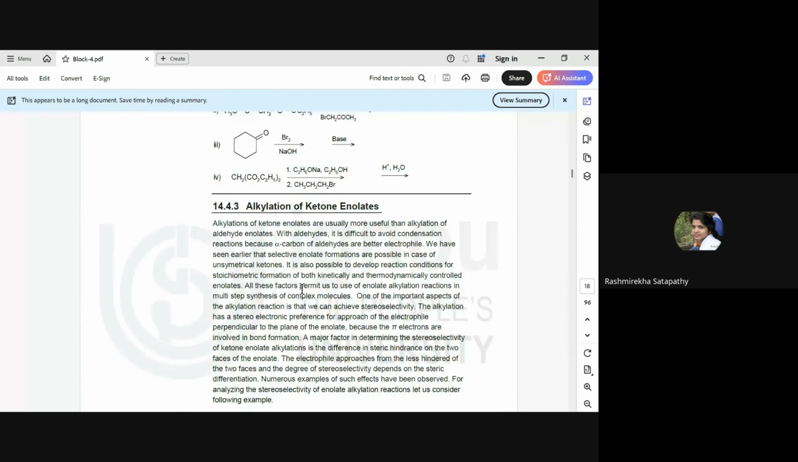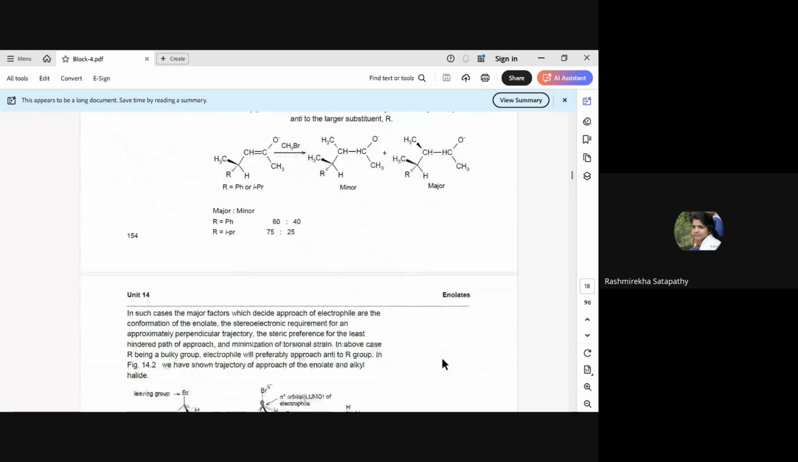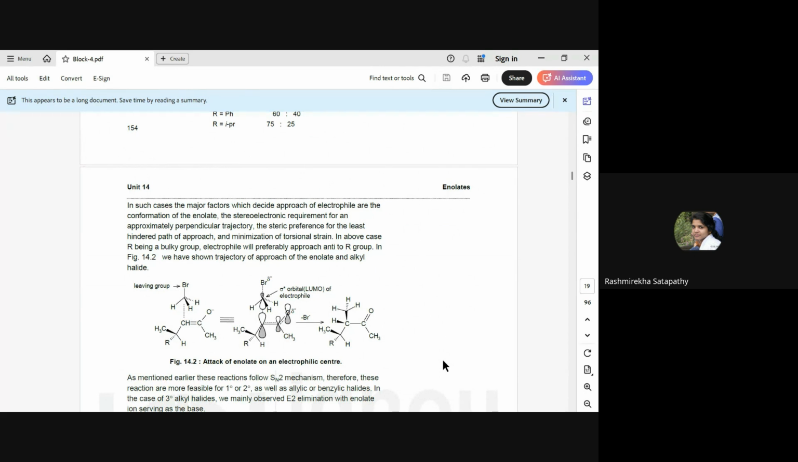So, alkylation of ketone enolates. This is a ketone enolate in the presence of methyl bromide. This is a minor product. This is the major product. Methyl group, methyl. With R equal to isopropyl group, this major product is obtained. In such cases, the major factors which decide the approach of the electrophile are the conformation of the enolate and the stereoelectronic requirement for an approximately perpendicular trajectory.